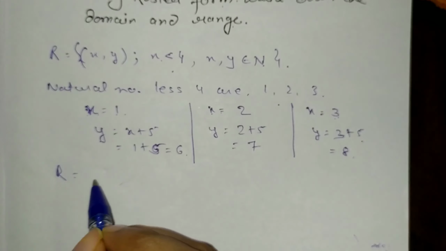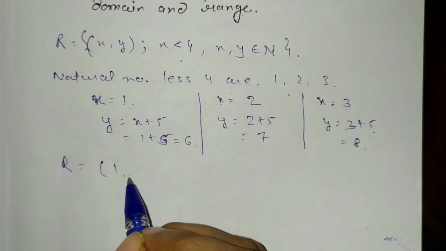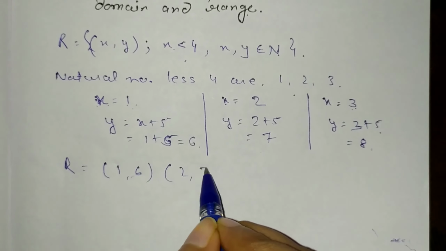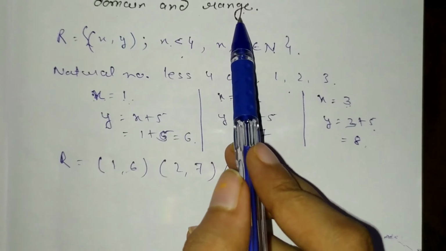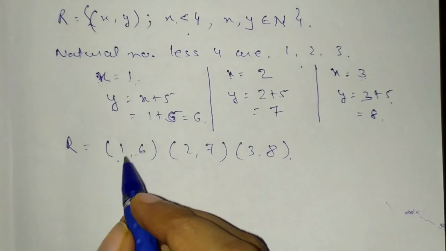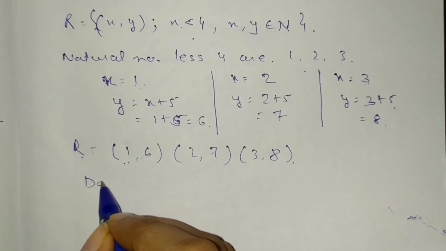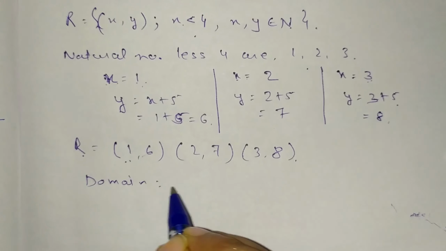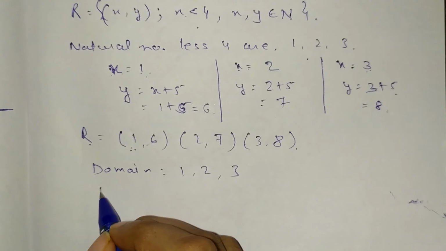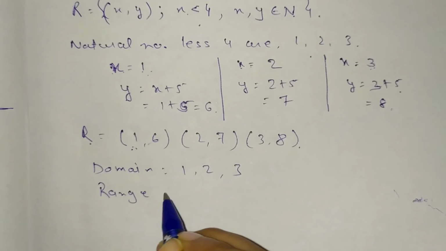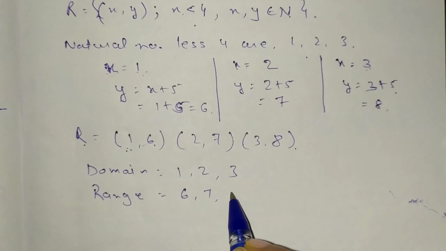Now our relation in roster form will be 1 and 6, 2 and 7, 3 and 8. Now write down the domain and range. So we know the first values of any relation are called domain. So here domain is 1, 2, 3, and the second values of any relation are called range. So here range is 6, 7 and 8.